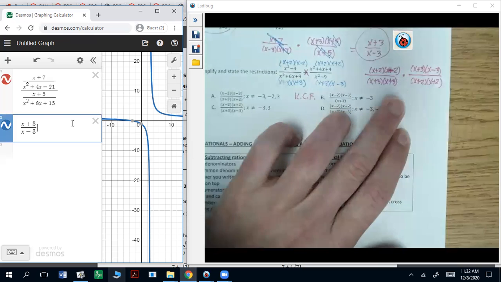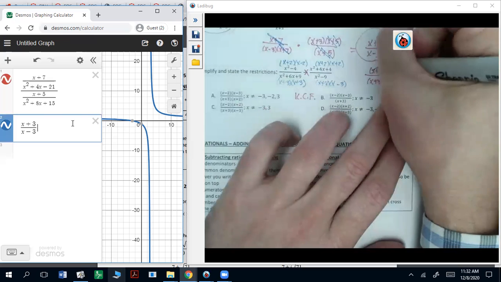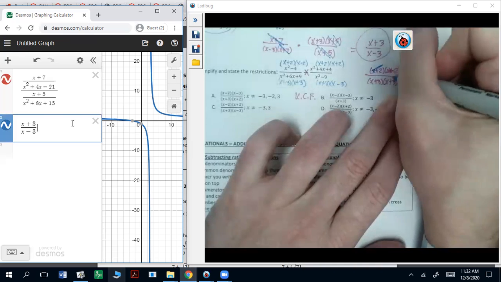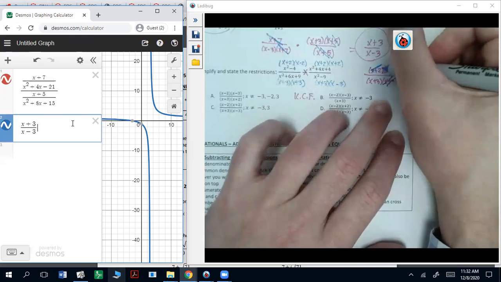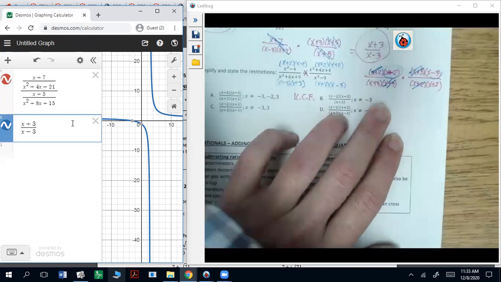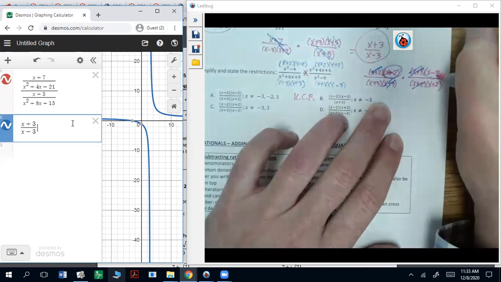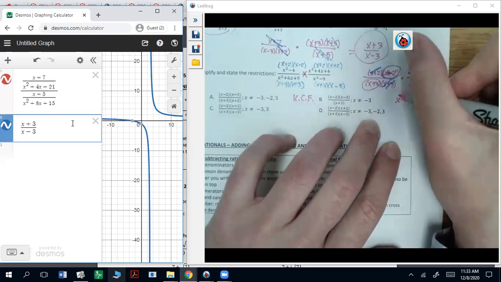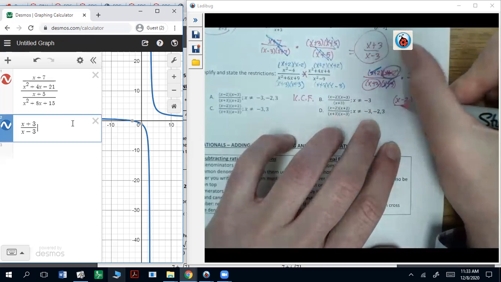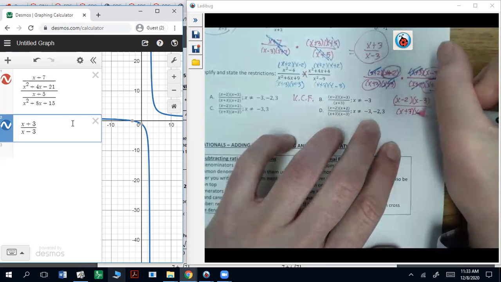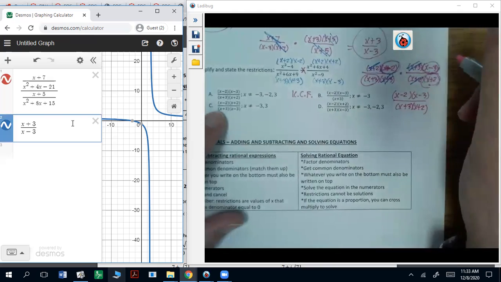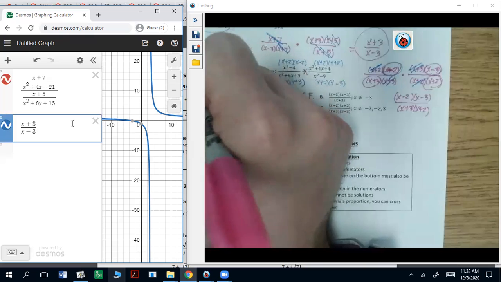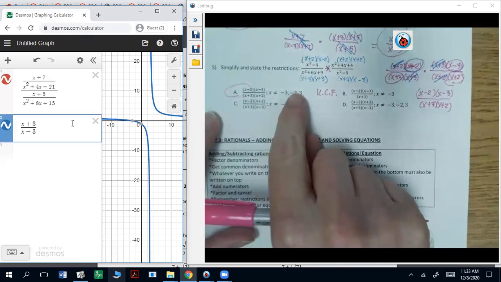and just start canceling. All right, you've got x plus 2's, those cancel out. You've got a pair of x plus 3's. One of those cancels out on the bottom, and you have an x plus 2, x minus 3. Excuse me, x minus 2, x minus 3, x plus 3, x plus 2. And so that's going to give us, looks like this one here. These are the restrictions. These are just the numbers you can't plug in.